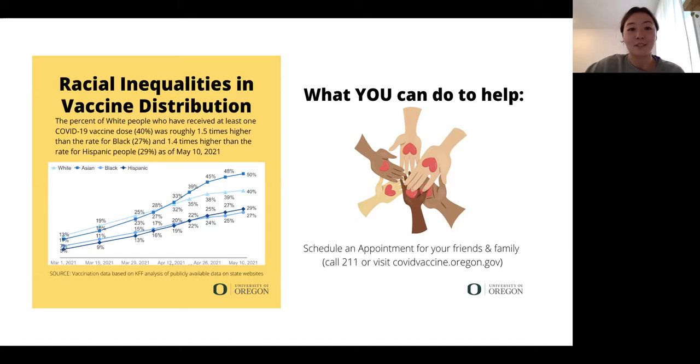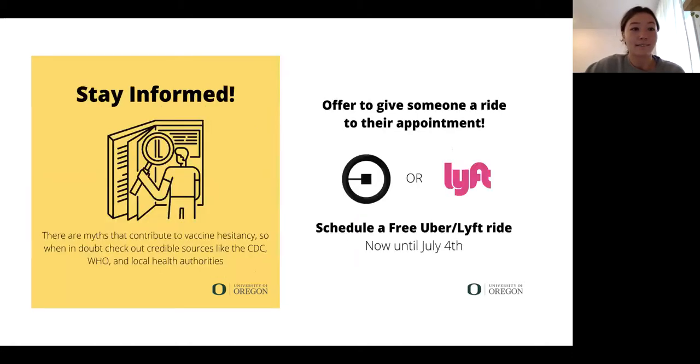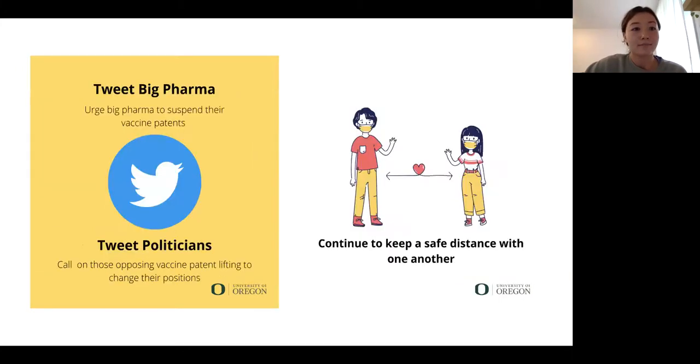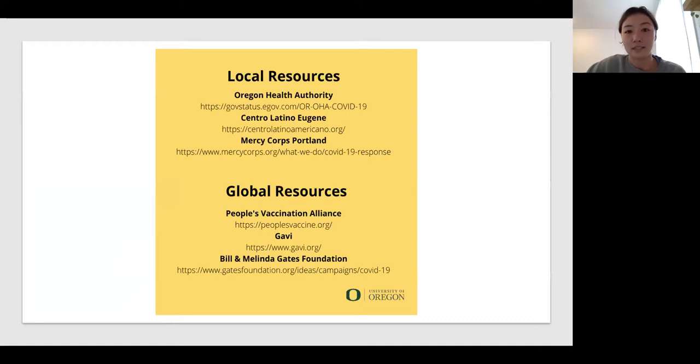So some suggestions we have are to schedule an appointment for your friends and family, to stay informed on vaccine myths, to offer to give someone a ride to their appointment or to schedule them a free Uber or Lyft ride, to tweet Big Pharma and tweet politicians to lift these patents, and to also continue to keep a safe distance with each other. And then finally, we have a resources slide for local and global resources for everyone to get educated.